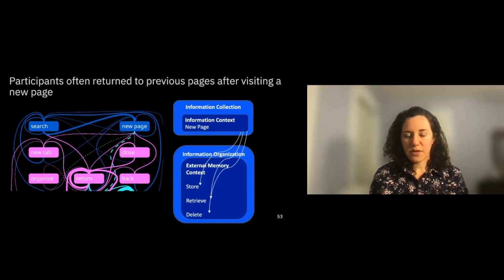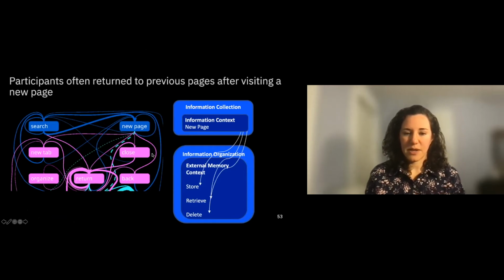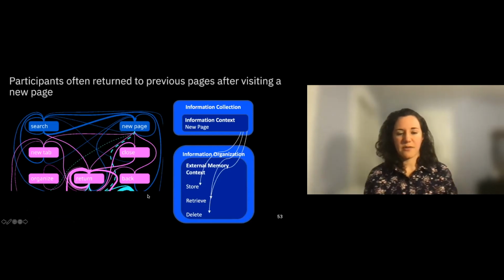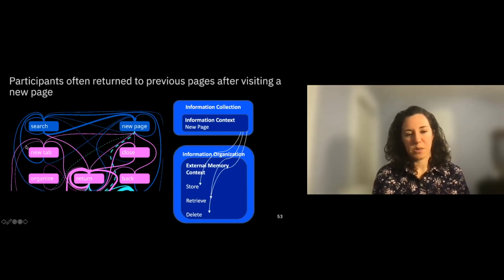And so one of the things that we found was that participants were really often returning to previous pages. So we can see this return action that was happening a lot. And this was happening a lot more than new searches or searches going to new pages. And so this told us that there was a lot of action happening in this information organization phase that had been relatively unexplored in previous research.